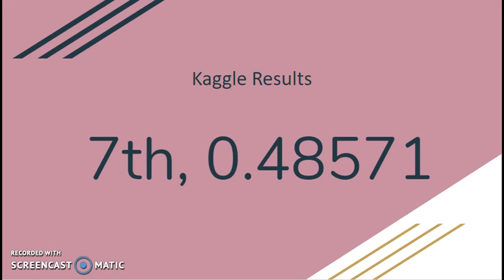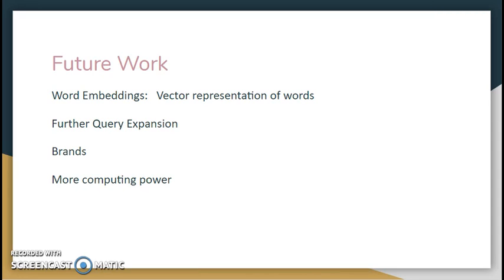So as you can see here, our final results, we placed 7th in Kaggle leaderboards with an RMSE of 0.48571. Things we wanted to work on that had potential to improve our model included word embeddings, which are just vector representation of words created from a very large corpus. We tried using this with 100-dimension vectors, but a lot of the query terms weren't in the vocabulary of the corpus. So it was just a matter of figuring out how to deal with these specific terms.